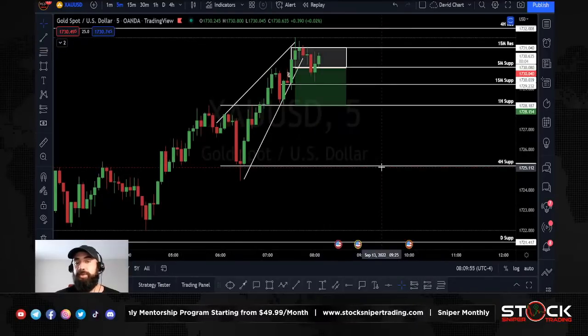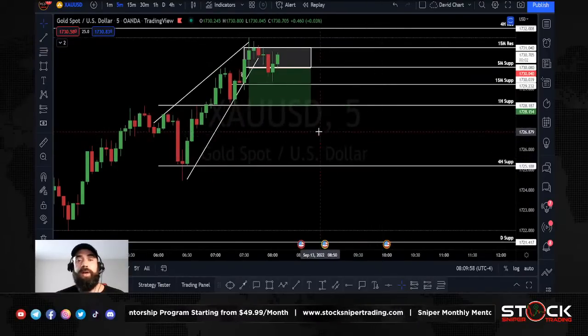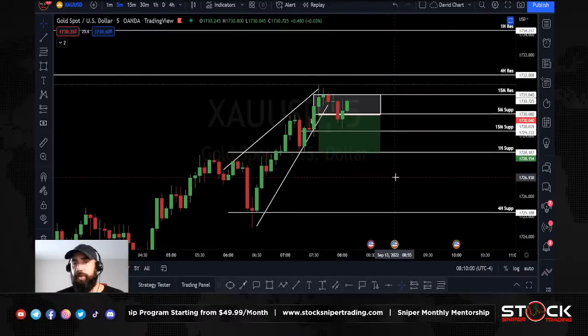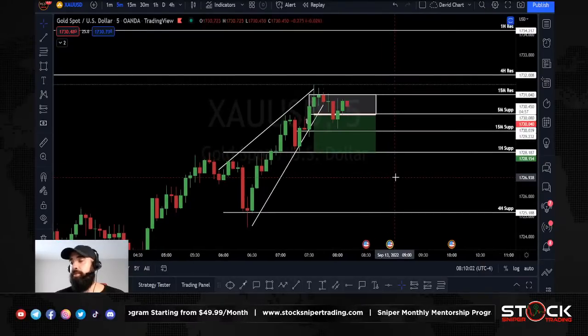Then you can see gold is still holding too. So I can see gold maybe making a double top here, before having its overall bigger move.